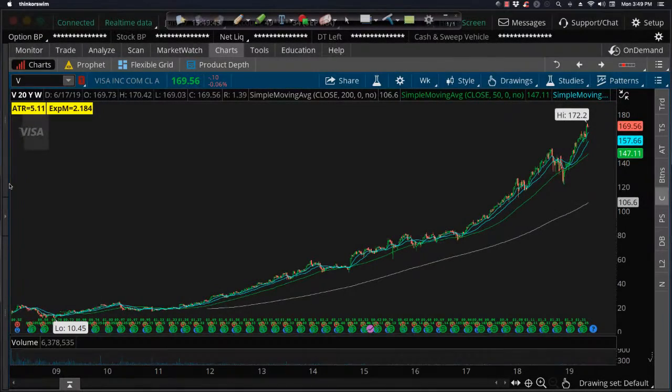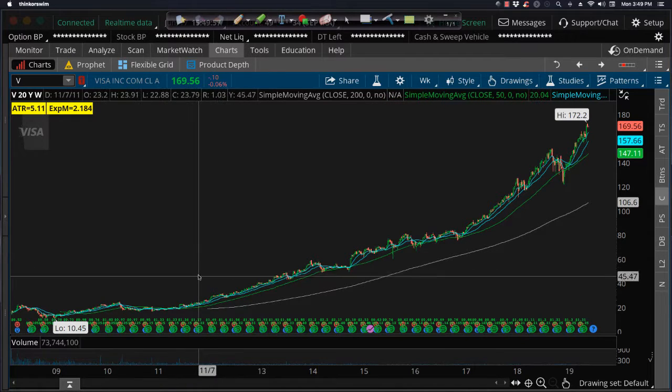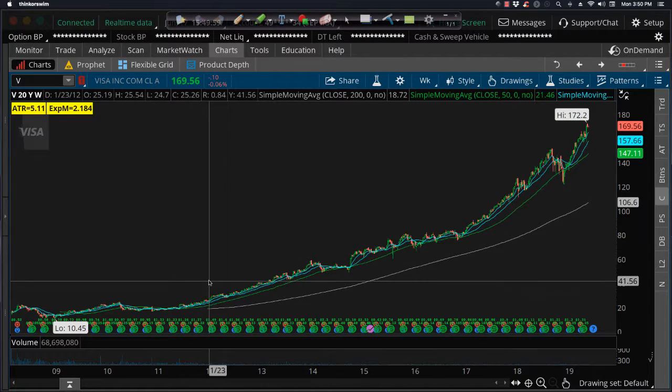Here's a quick concept check for us on "the trend is our friend." We're looking at an example of Visa on a weekly time frame. We're looking at 10 years worth of data here, and you can see a pretty consistent strong uptrend on this weekly time frame.